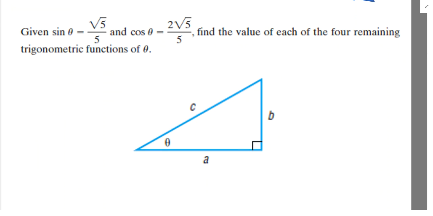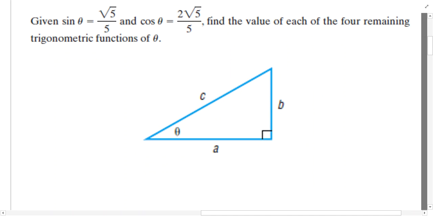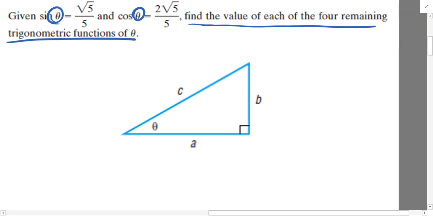So let's consider an example here, a mathematical example. There might be an application to this somewhere, but for right now we're just talking about this from a mathematician's perspective. We're told that sine of theta is going to equal radical 5 over 5. I don't know what the angle measure theta is, and I'm not really solving for theta in this particular case, but I'm told that sine of theta will compute to be square root of 5 over 5. I'm also told that cosine of theta, the same angle measure, this time is going to be equal to 2 radical 5 over 5. Our objective in this question is to find the value of each of the 4 remaining trig functions of theta.